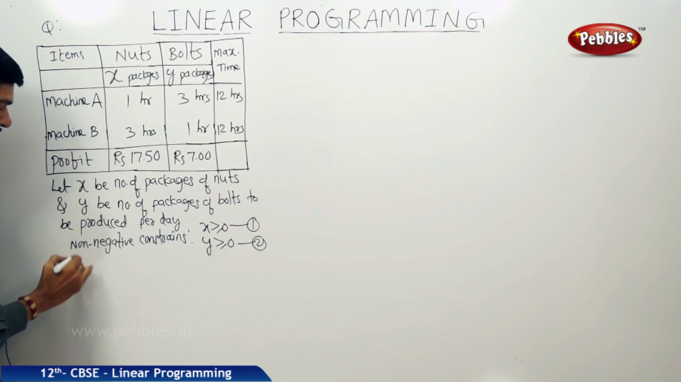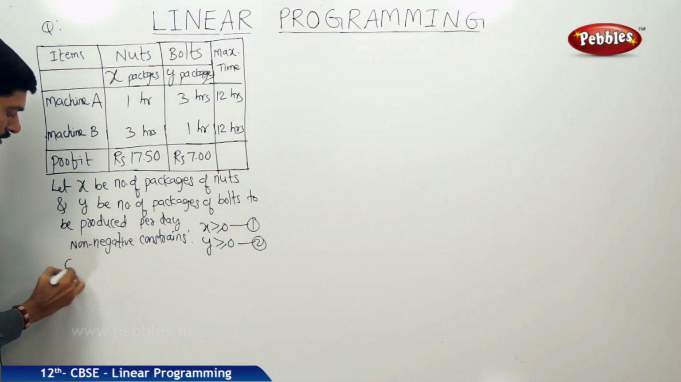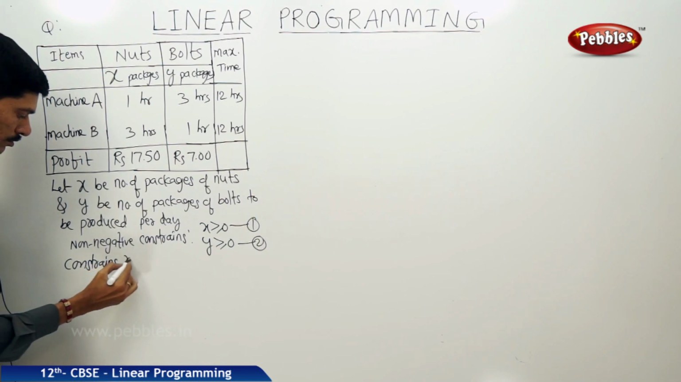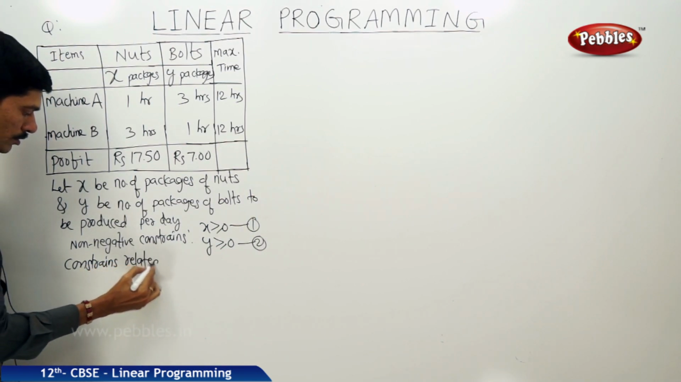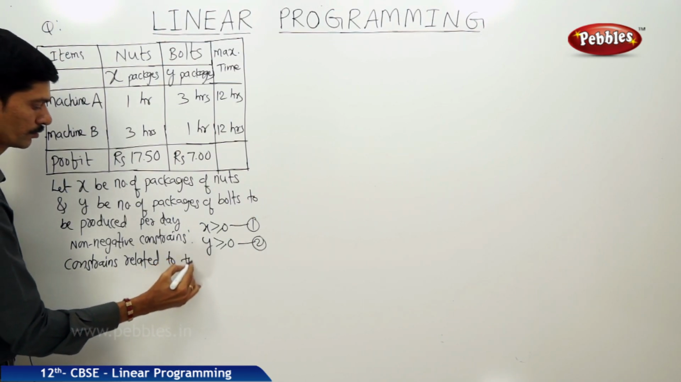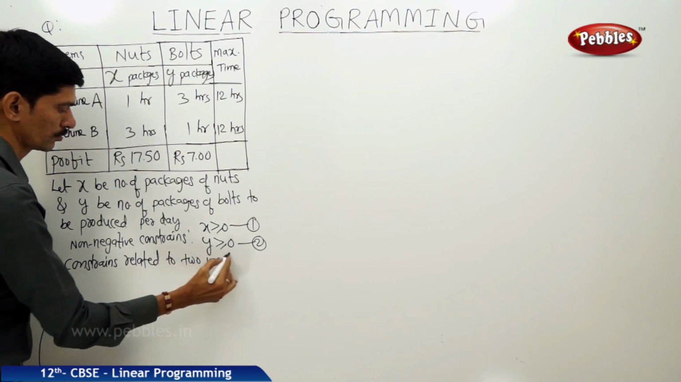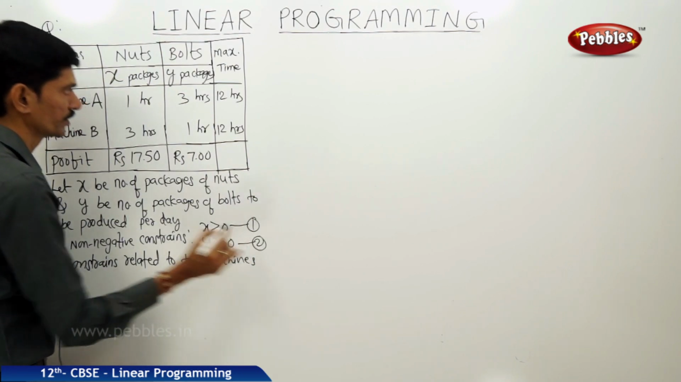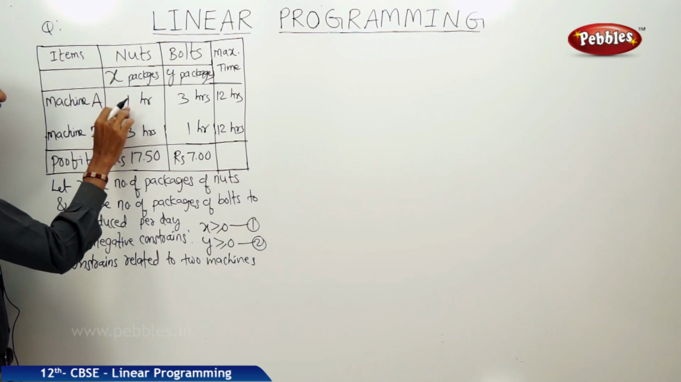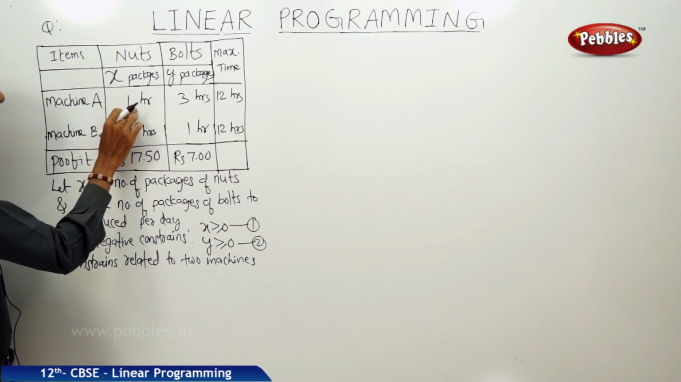So here the constraints related to the two machines. To produce one package of nuts, machine A is used 1 hour.